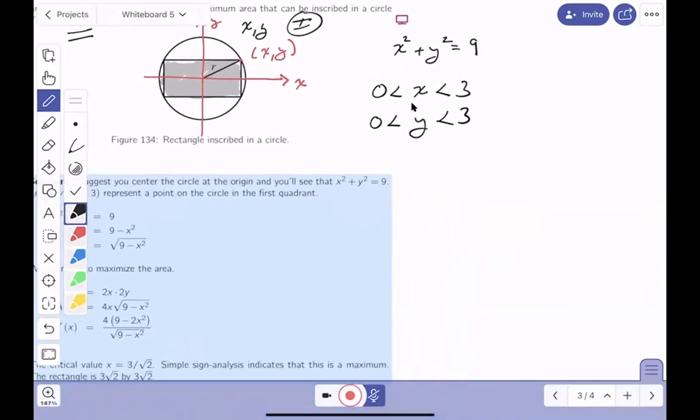Right? It's going to make it easier for me to do the problem. So now I'm going to write the area of the rectangle down. And what's it going to be? No, we're not trying to confuse you, right? What's it going to be?